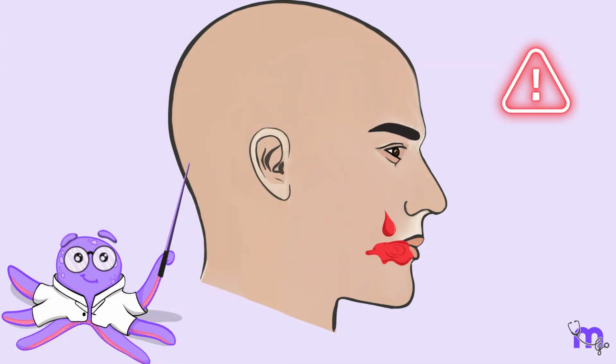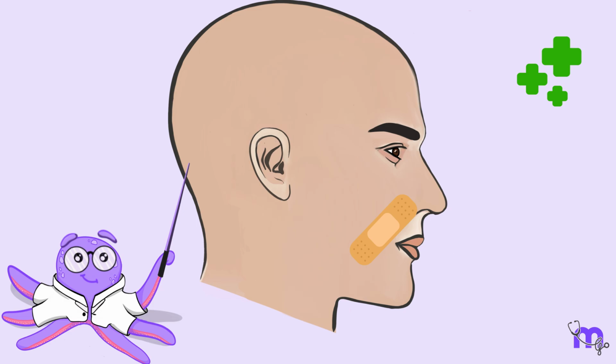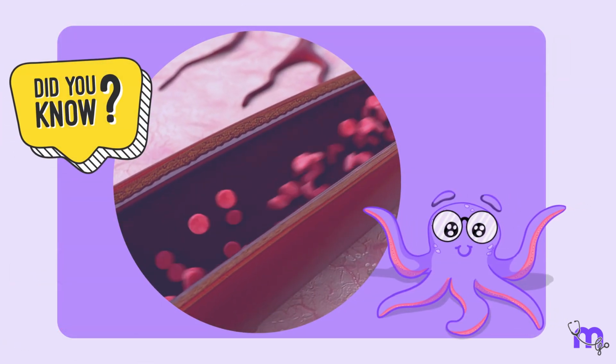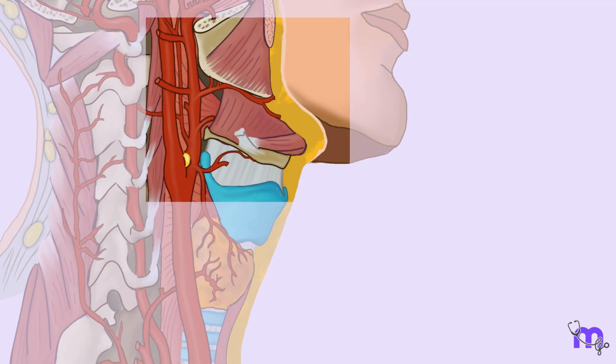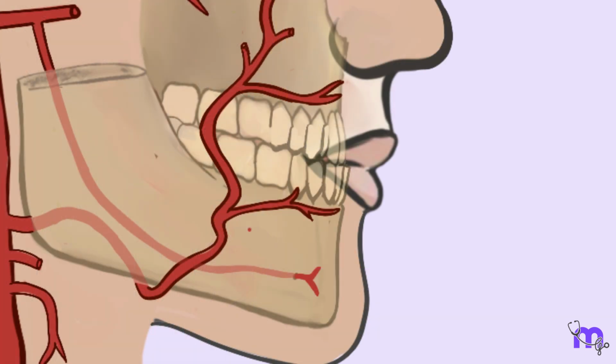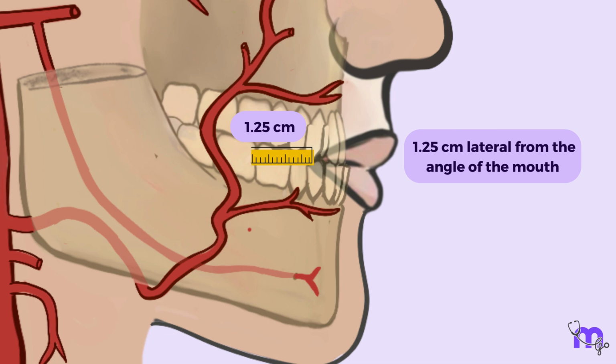Now let us examine the clinical relevance of this artery. The facial artery can bleed profusely when wounded, but can also recover rapidly. There are two areas where the pulsations of the facial artery can be felt. One is located near the antero-inferior angle of the masseter at the base of the jaw. The other is approximately 1.25 cm laterally from the angle of the mouth.